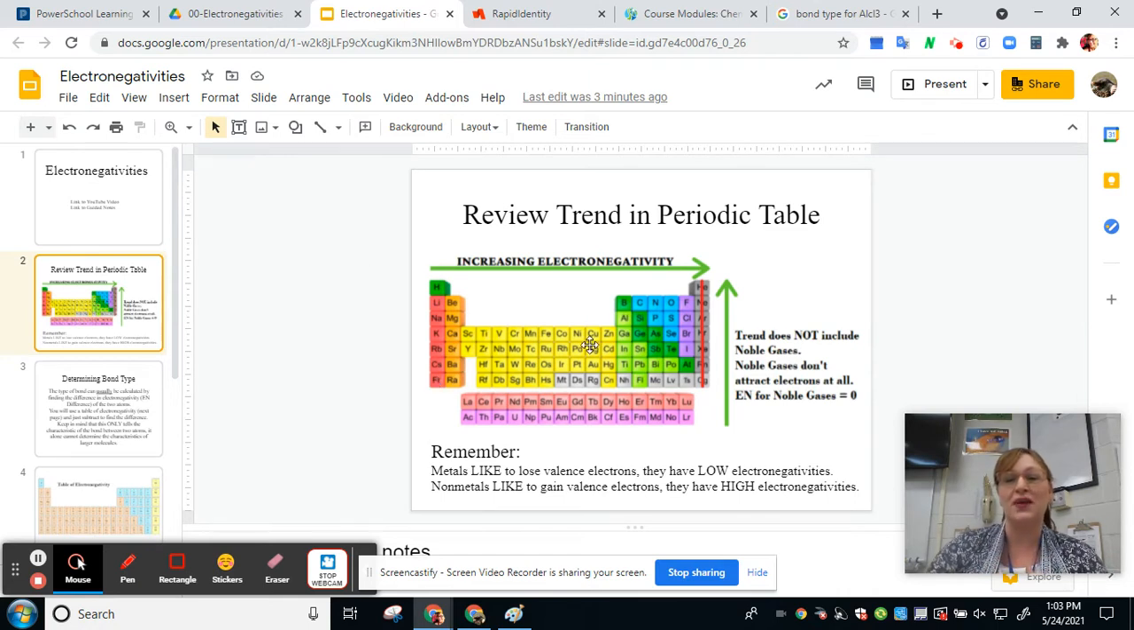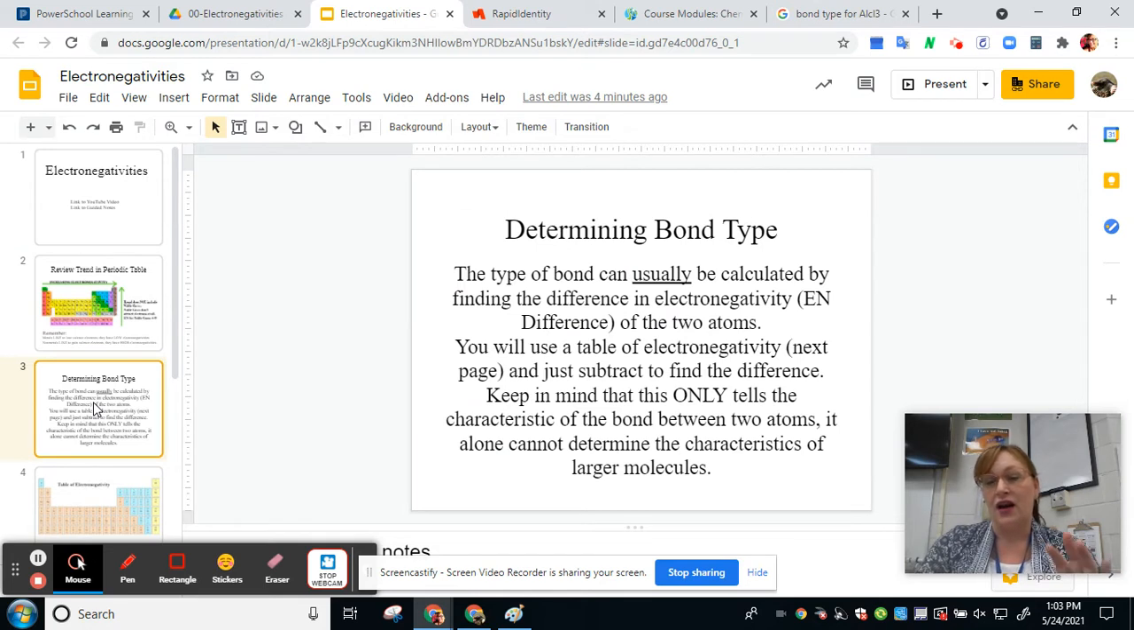Noble gases in group 18, I've marked them out here in red. They have zero electronegativity. They don't want to attract any outside electrons. They are called the noble gases because they already have their stable octet. Their outer energy level is full of electrons and it can't hold any more. Therefore, those atoms don't want to attract any outside electrons at all. So just remember, low electronegativities tend to be down and left, and increased electronegativities tend to be up and right, not including noble gases.